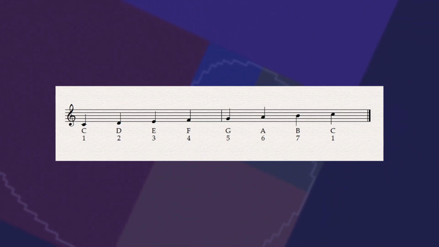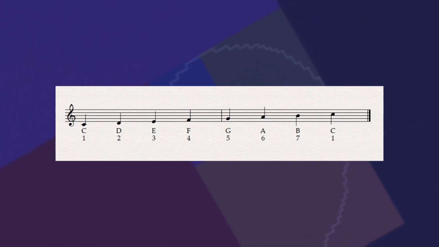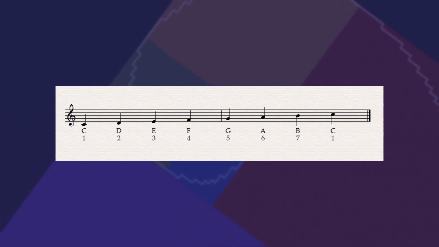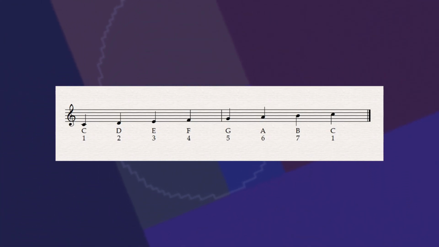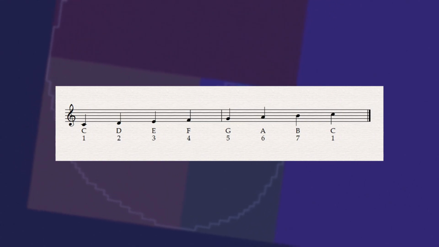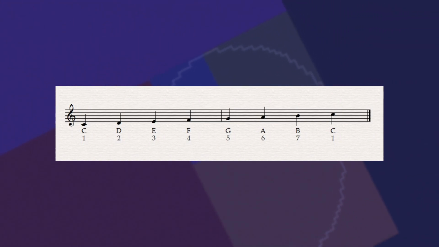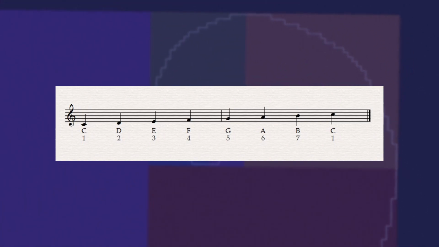So take C major for example. The notes are C, D, E, F, G, A, B, C. We can refer to the root note C as 1. D is the second note, so its degree is 2, and so on. Degree in a scale wraps around back to 1 once you reach the top, in this case C.